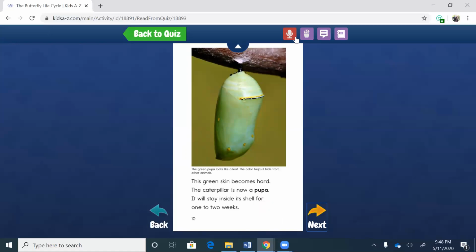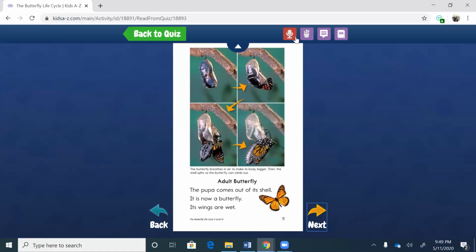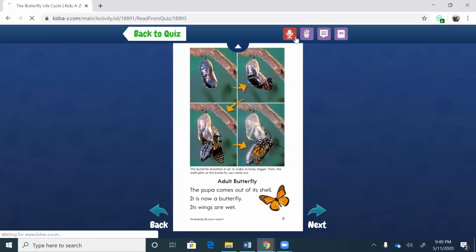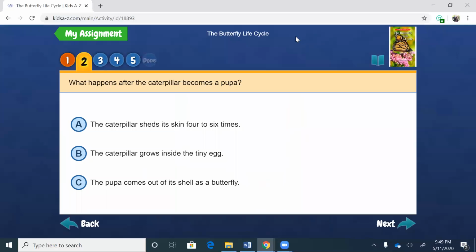The green skin becomes hard. The caterpillar is now a pupa. It will stay inside its shell for 1 to 2 weeks. Okay, so as soon as the caterpillar becomes a pupa, it's going to stay inside the shell for 1 to 2 weeks. All right, so let's go back to the quiz and see if that is one of our answers.